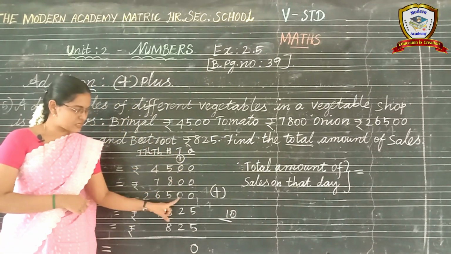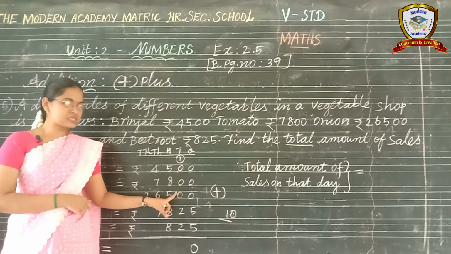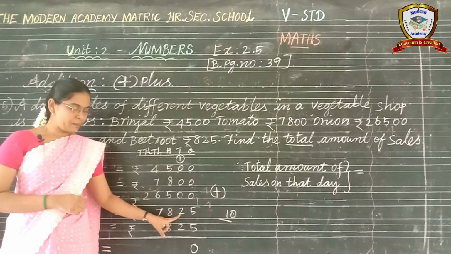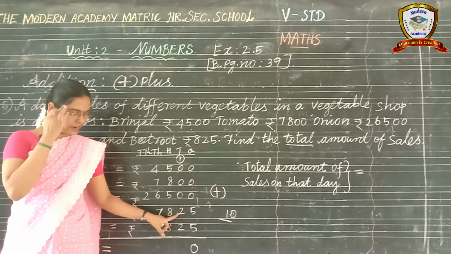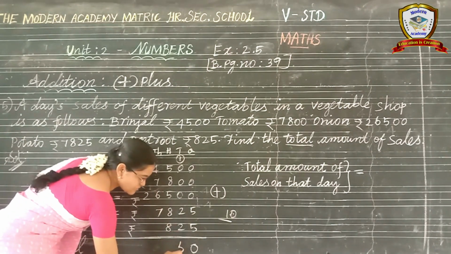Next, 1 plus 0. Here the given first 3 places have 0 only. So 1 plus 0 means we get 1. So 1 plus 2, 3. 3 in the mind, 2 in the fingers, 3 after, 4, 5. So here the answer is 5.